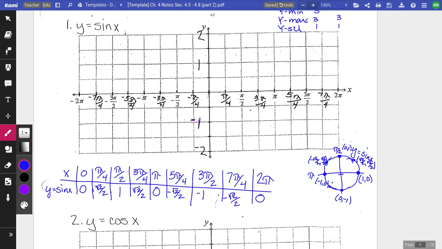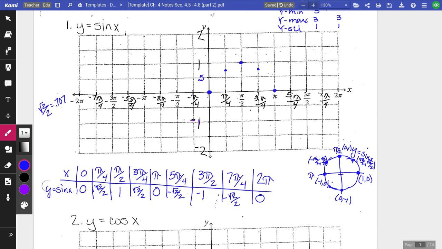Okay, so if we go to plot these points, 0 is 0. At pi over 4 is root 2 over 2. If you change that to a decimal, the approximation is about 0.707, so just under 3/4. You're just going to estimate. I labeled my second tick mark here as 1, so of course this one is a half. So at pi over 4, you're doing about 0.7, about 3/4. Pi over 2 is 1. 3 pi over 4 is about 0.7.